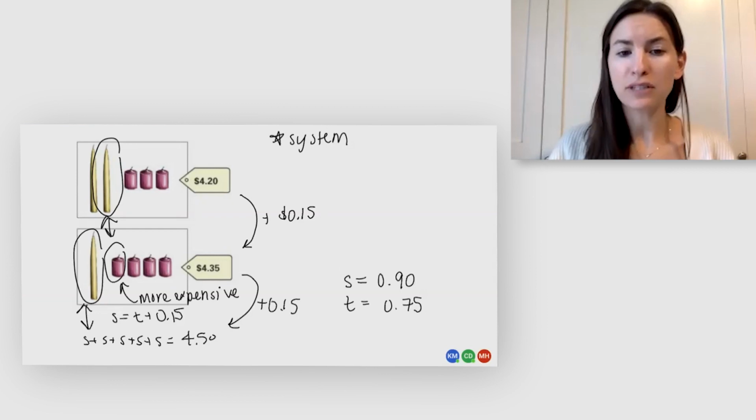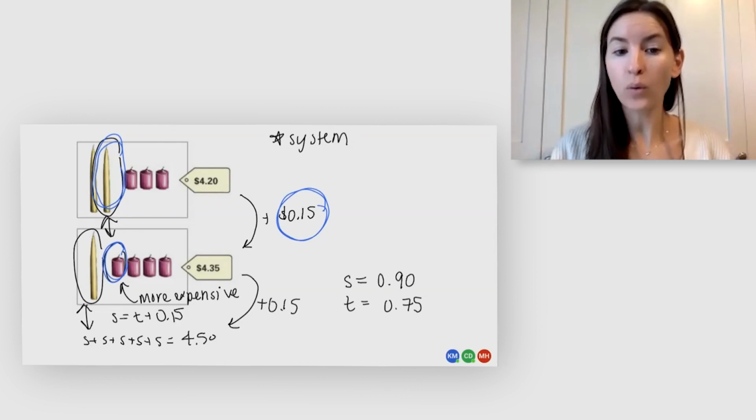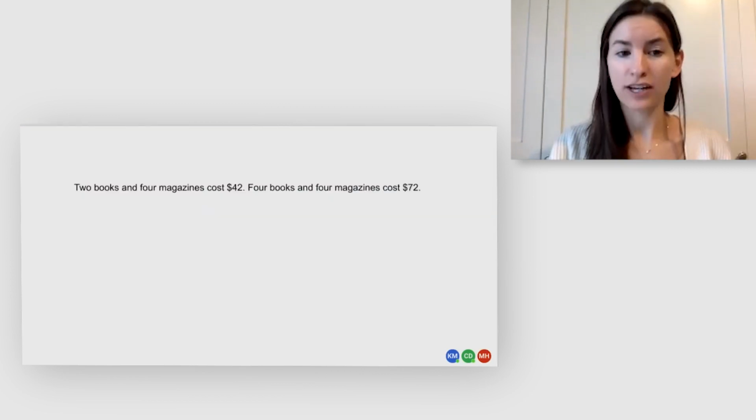Looking at the relationship between 2 different sets of these types of candles told us about the relationship between our two unknowns. In this case, it told us which candle was more expensive and how much more expensive. And this means that there was only one possible price for each type of candle. Let's look at another example of a system where there is a different type of relationship between the two constraints.